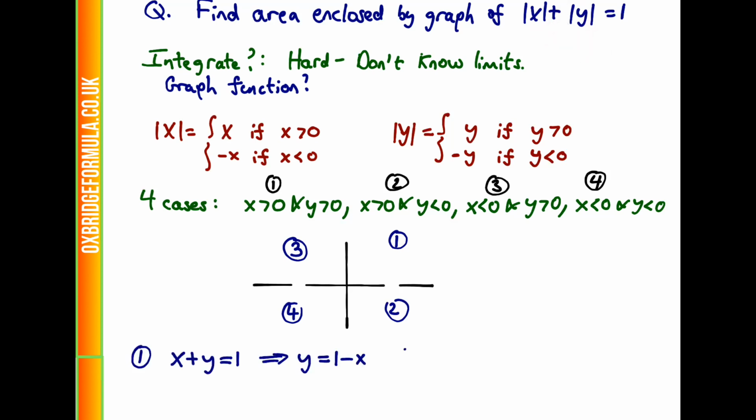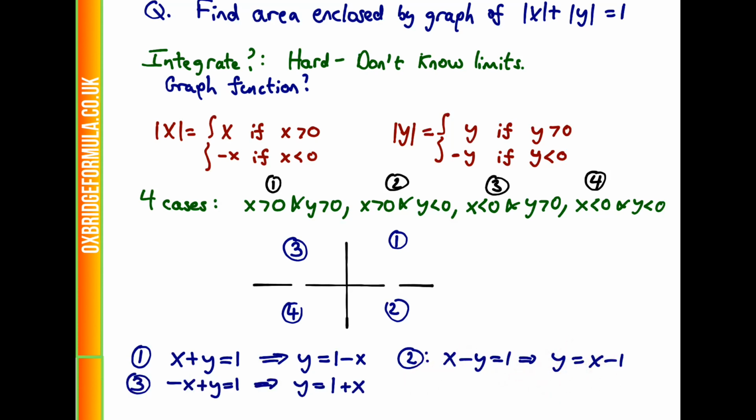Okay, so now for each case, let's work out what the equation of our graph means. So for case 1, x is positive, so it's plus x, and y is positive, so it's plus y. So x plus y is equal to 1, which means y is 1 minus x. And we can do the same thing for all four cases. Case 2 gives us that y is x minus 1. Case 3 is y is 1 plus x. And case 4 is y is minus x minus 1.